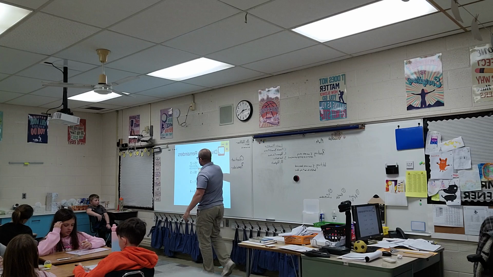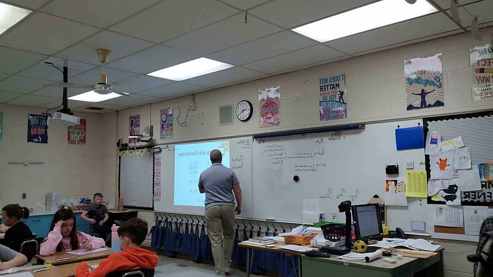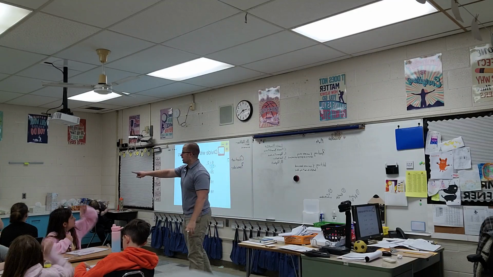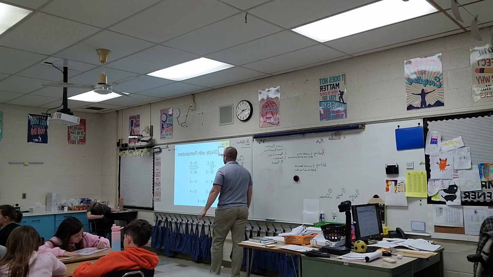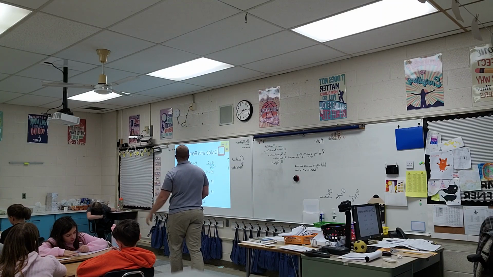How many groups of twos do we have? 7. We have 7 groups of twos. That is our quotient. Someone tell me what's our remainder. Izzy, that hand, I got it so fast. Our remainder is 1. All right? Fantastic.